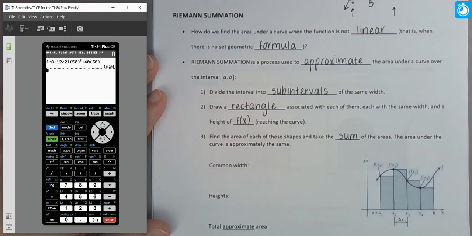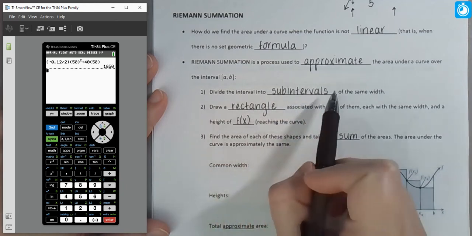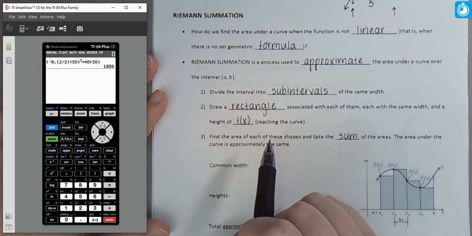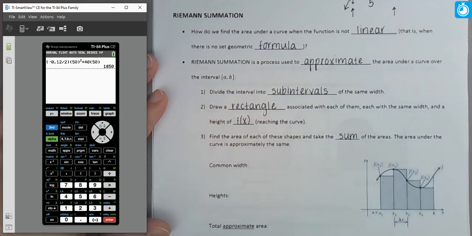How do we control how accurate the approximation is? That's going to be based on how many subintervals we divide into. So the more subintervals we break our interval into, the closer we'll get to the actual area. If we don't use many subintervals, we're not using many rectangles, we get a very rough approximation. If we use more subintervals, we draw more rectangles, we get closer to the actual area under the graph.